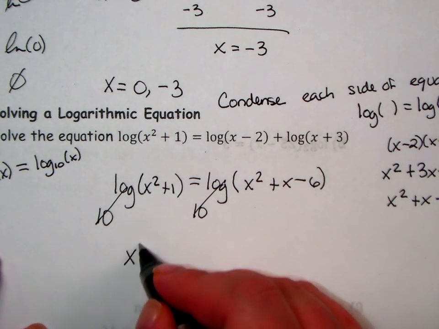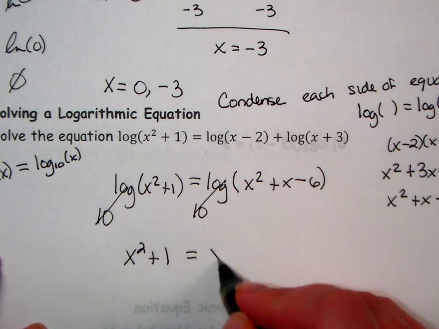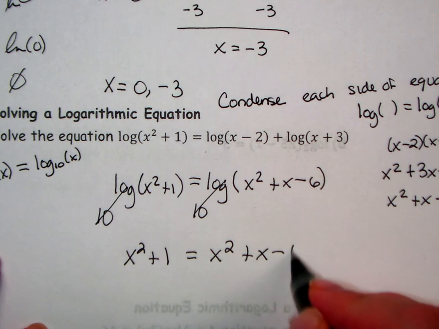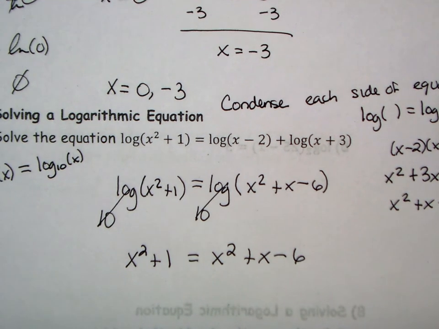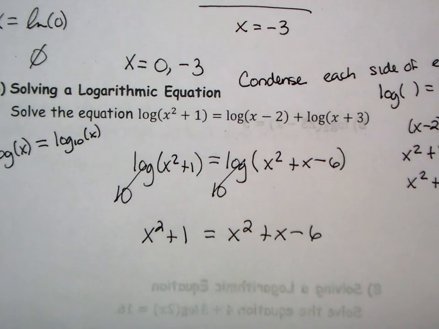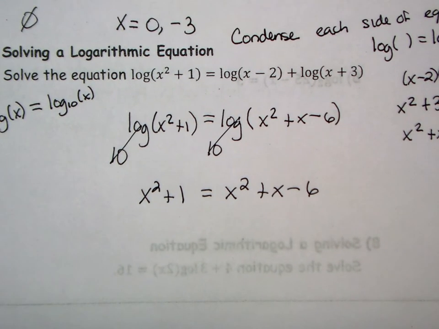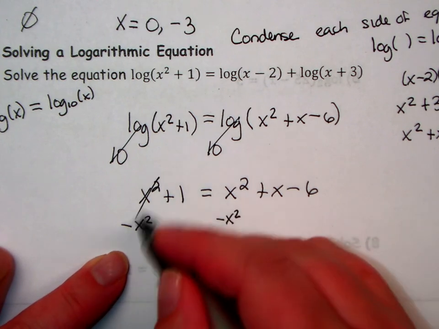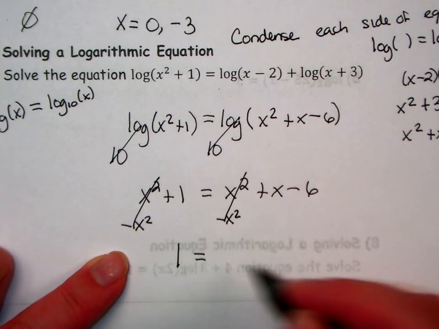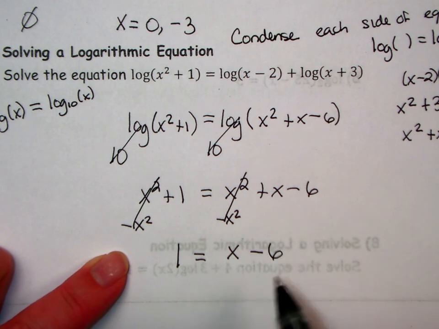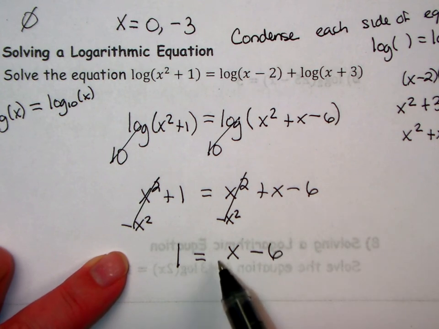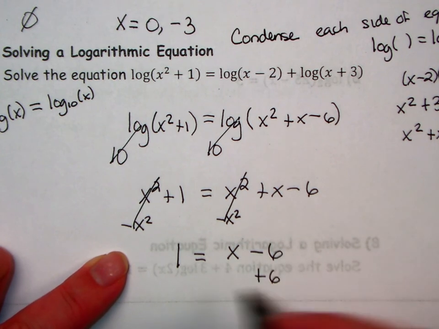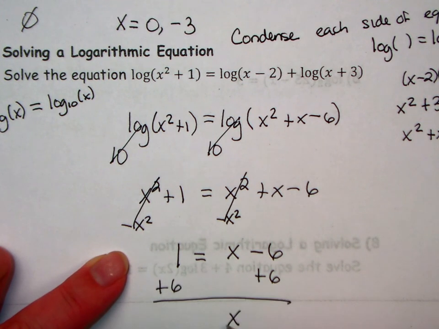So now I have x squared plus 1 equals x squared plus x minus 6. And now I have an equation that I can solve. The first thing we're going to do is get everything on the same side. If I subtract x squared from both sides, they just cancel out. So now I have 1 equals x minus 6. I'm going to leave the x on the right-hand side, add 6 to both sides, and I get x equals 7.